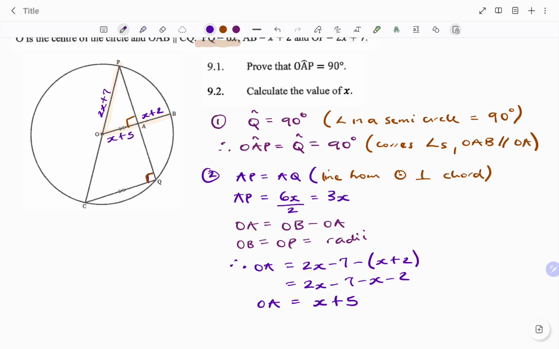So therefore, to find the value of x, I'm going to use the right angle triangle. I'm going to highlight that, OAP, as shown. So if I have a rough sketch of that here, it's a right angle triangle. I have O, A, and P. OA from the question, that's x plus 5. I have OP, 2x plus 7, and my AP, which I was able to calculate in the first part of the question, that's 3x.